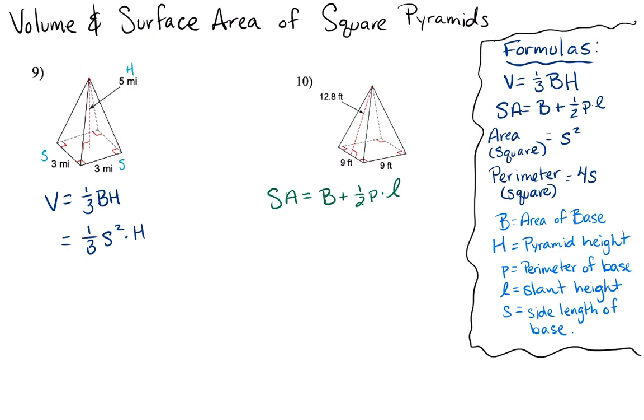Going back to our equation, let's start replacing some values. We get 1/3 times 3 squared times 5 for the overall height. So we get 1/3 times 9 times 5. 1/3 of 9 is 3, times 5, which equals 15. Our unit is miles, and we're dealing with volume, so we're going to cube it.